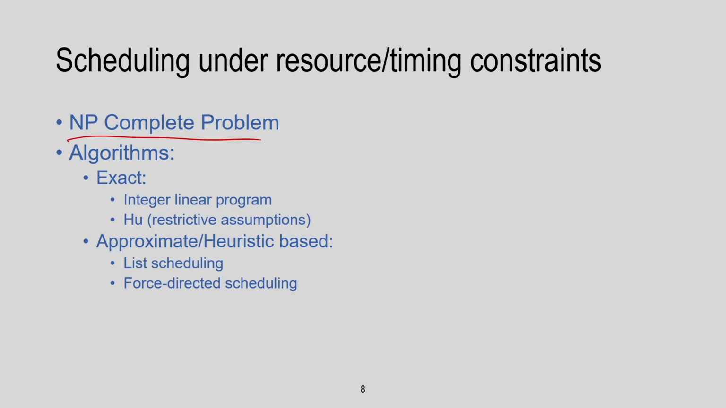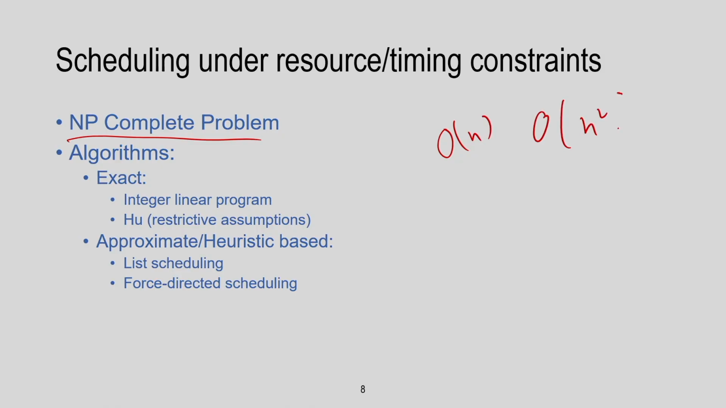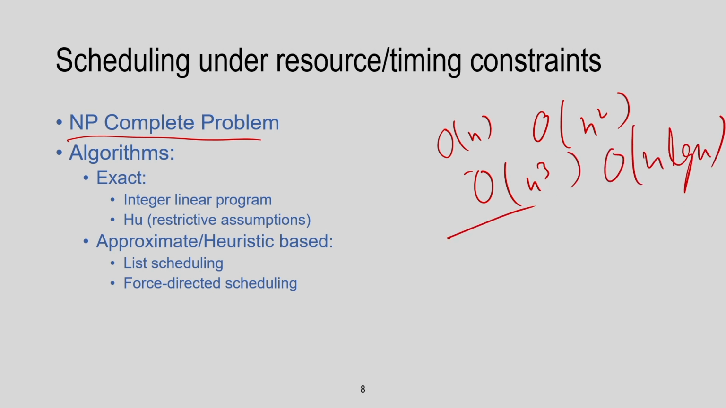In the sense, you cannot have a polynomial time algorithm, like if the number of nodes in the graph is n, say order of n or order of n square or order of n cube. This kind of algorithm does not exist which can give you the best solution. Okay. So, to get the best solution, you have to go for an exponential algorithm. Okay. So, that is why this is a hard problem.